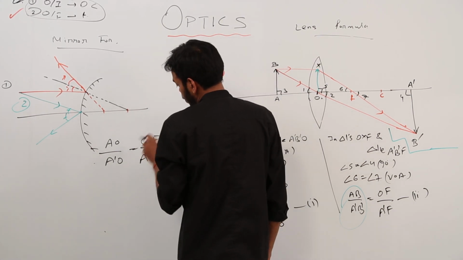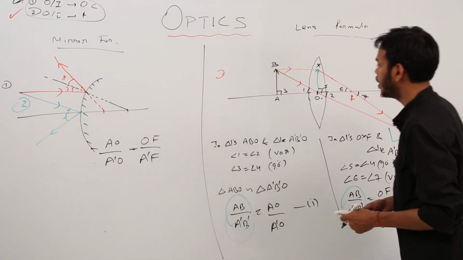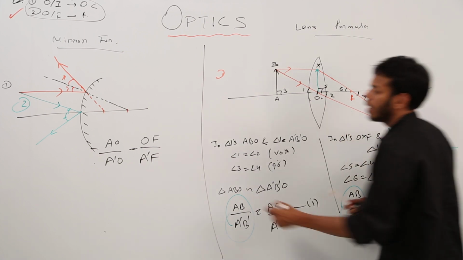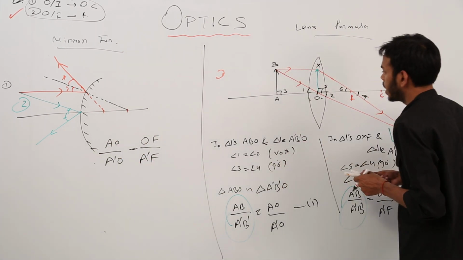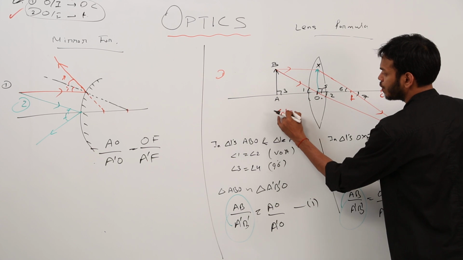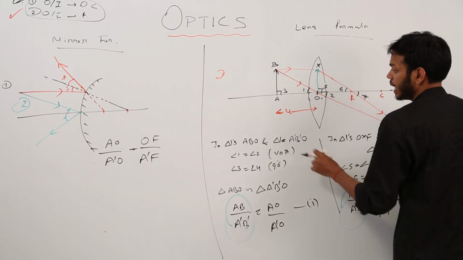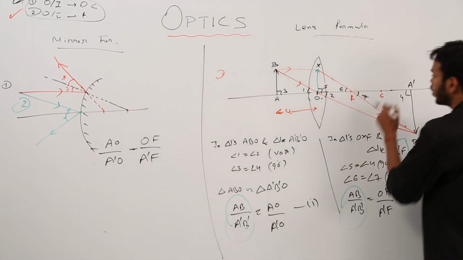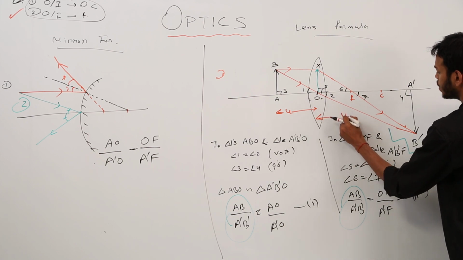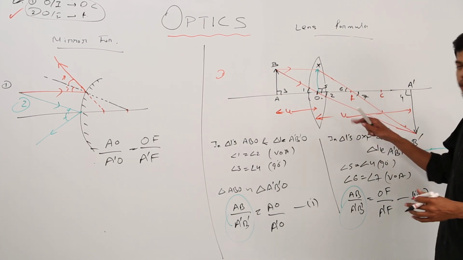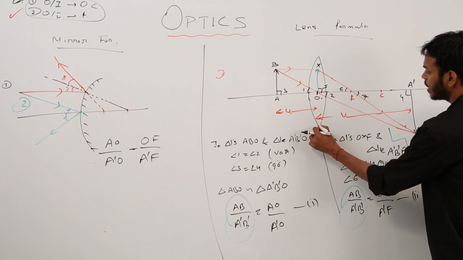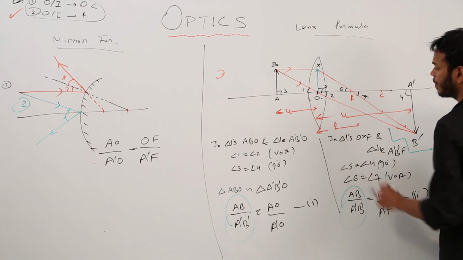Right? So just write the values of everything. What do we have? AO. AO is what? Object distance, which is always denoted with U. Then A dash O. A dash O is image distance, which is always denoted as V. And lastly, the focal length F, from O to F.